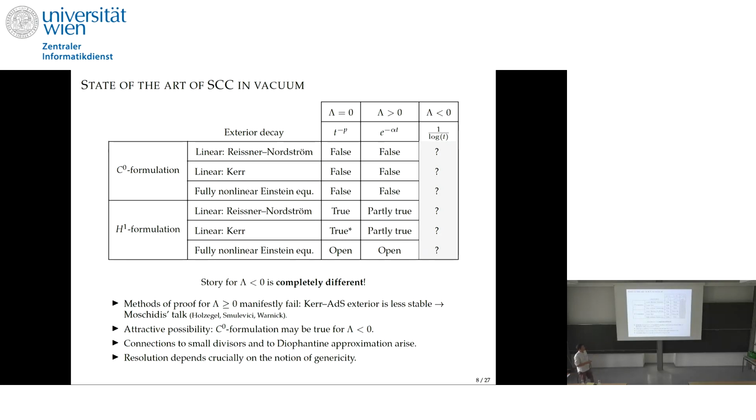And this is related to the fact that the Kerr-AdS exterior is much less stable. And we've heard about this yesterday already for the Schwarzschild case. So this may now give an attractive possibility that in the case of the negative cosmological constant, maybe the C0 formulation may be true after all. And it turns out, which I personally like a lot, that addressing this question has connections to small divisors problems and Diophantine approximation. And the resolution, at least for the linear strong cosmic censorship conjecture, the C0 formulation, depends on the exact notion of genericity imposed.